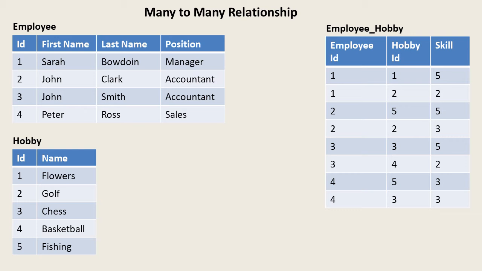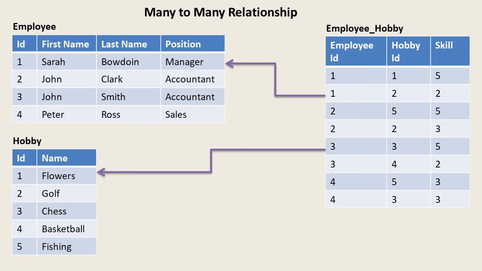As you can see, it refers to both these tables. It has employee ID and hobby ID. So if an employee with a certain ID has a hobby with a certain ID, this table will have a record for this. So now we can see that this table points to both primary tables, and both employee ID and hobby ID are foreign keys in this table.